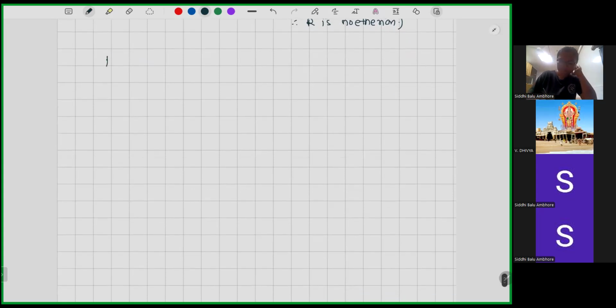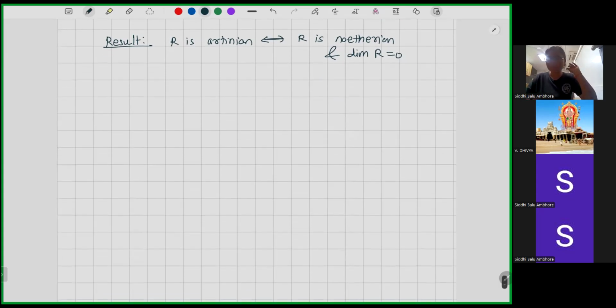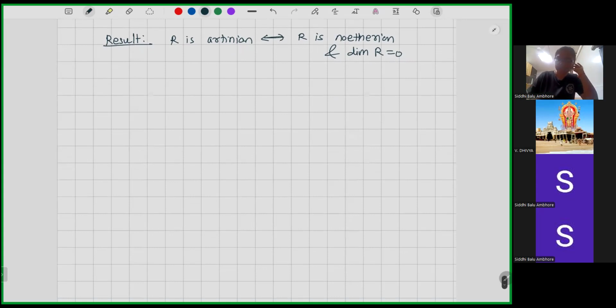And we have this result that if R is Artinian, then R is Noetherian and dimension of R is 0. So can we prove that dimension of R is 0?